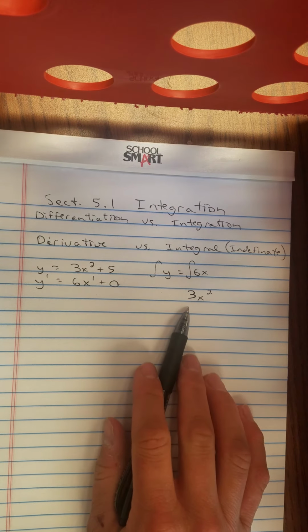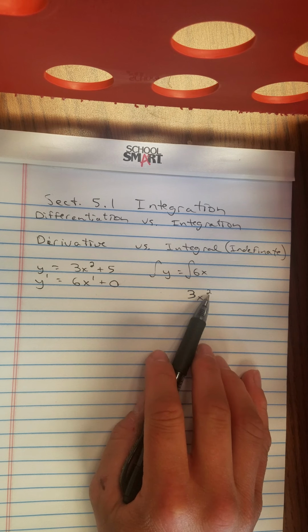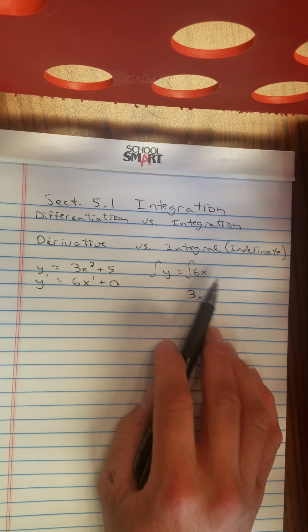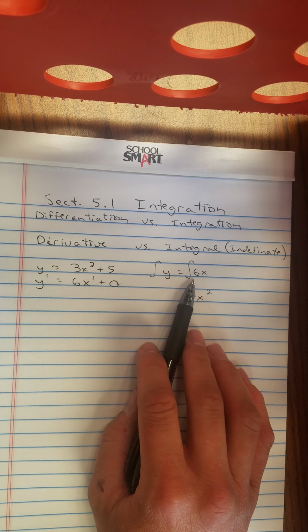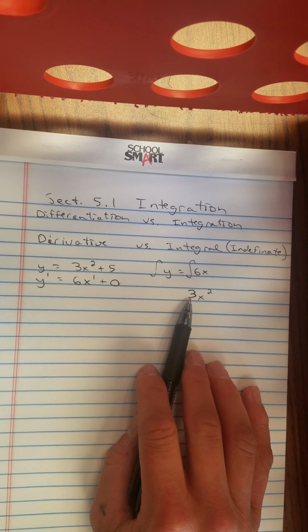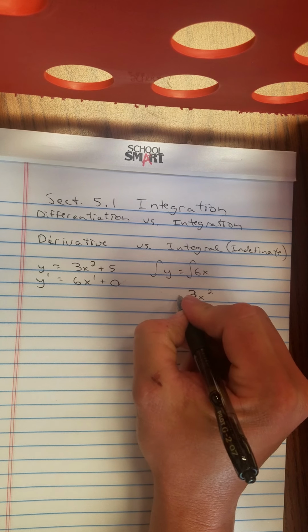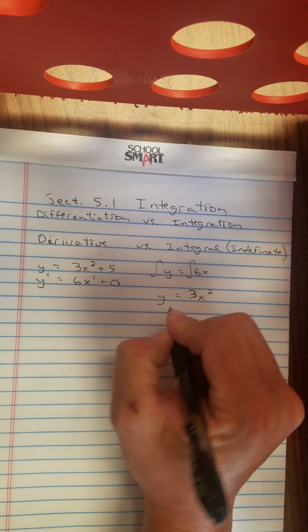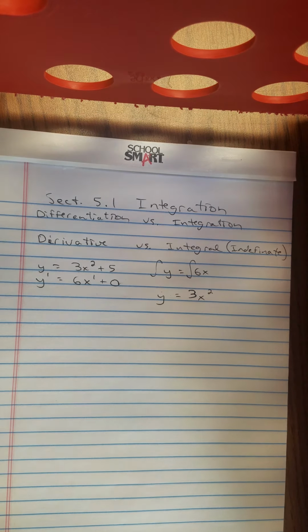It was 3x to the second power because when we subtracted 1, it became x to the 1, and then when we multiplied the two things, it became a 6. So the only way that became a 6 from a 2 was if it had a 3 out front. So that just means my original function for y had to have been a 3x squared.